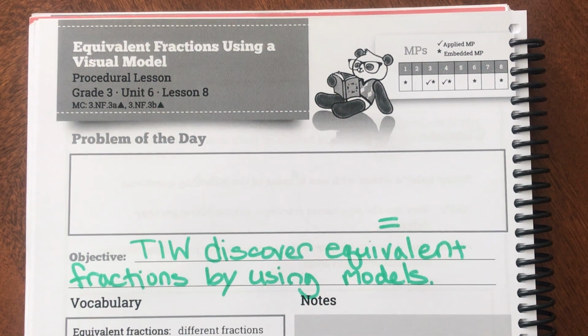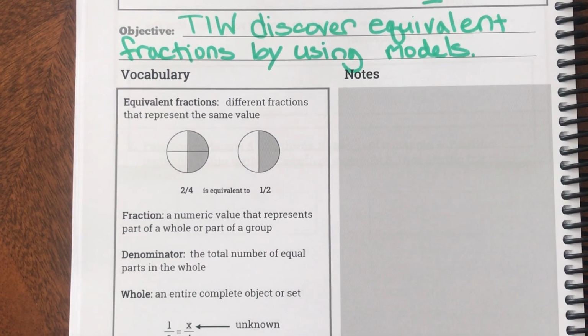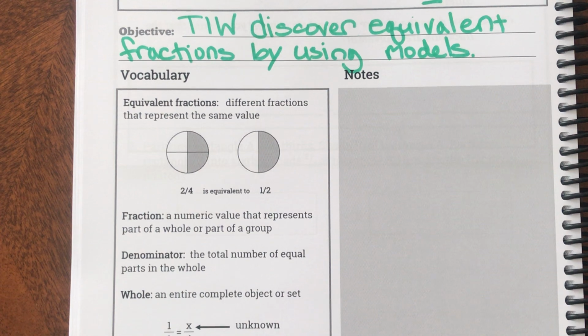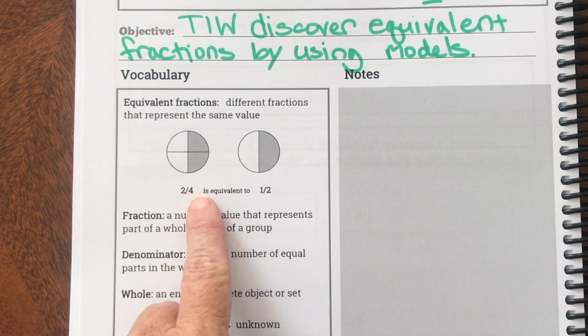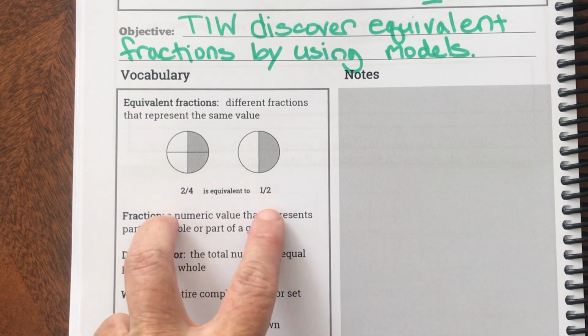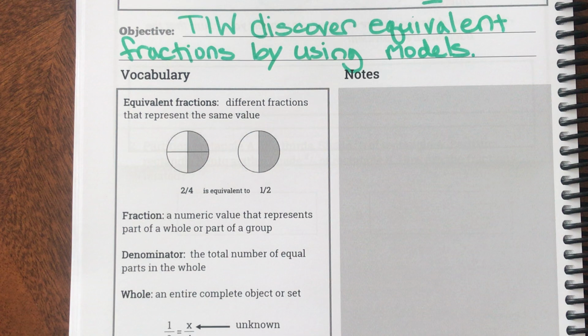Our first word says equivalent fractions, and it's different fractions that represent the same value. So we see 2/4 is equivalent to 1/2. So even though the numbers look different, how much they're worth is the same. Then we see fraction, a numeric value that represents part of a whole or part of a group.